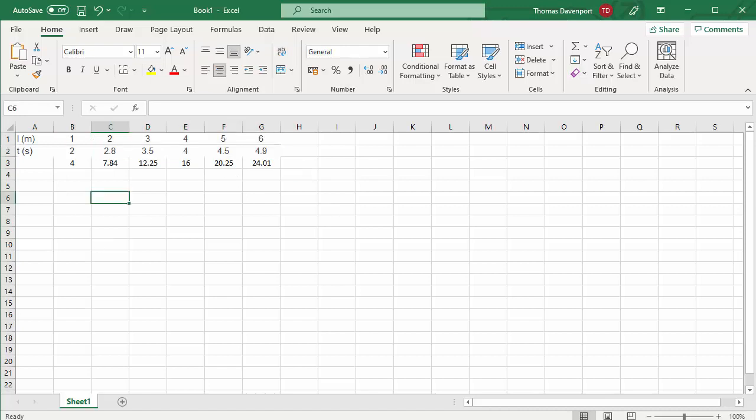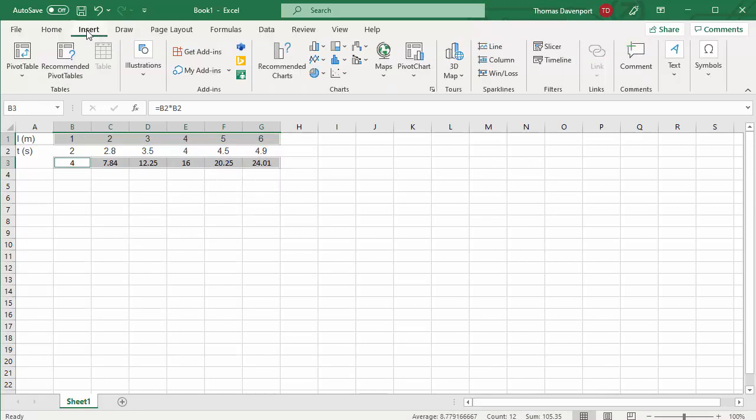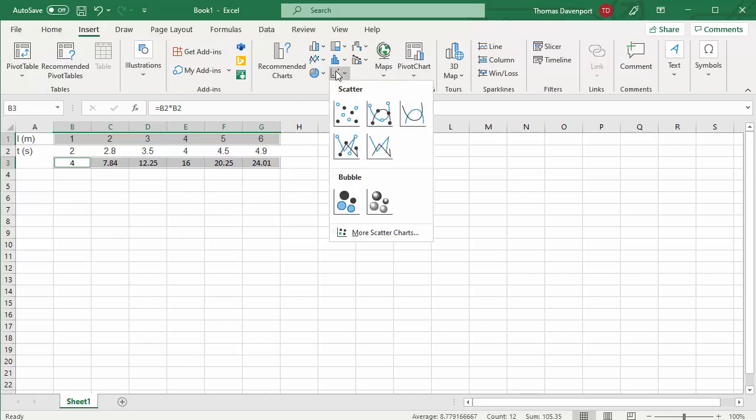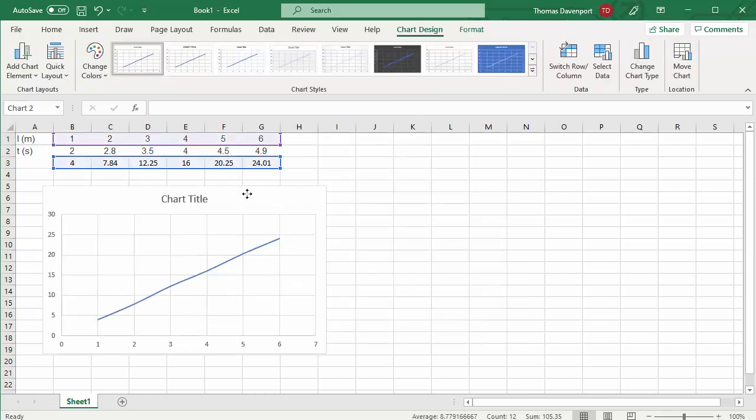Excel assumes that the first row that you specified are the x values and the second row you specify are the y values. So I'm going to mark L as the x variables and then press Control and mark row 3 as the y values. Now I'm going to say insert a scatter graph, and I'll use that one, and you can see I've got a pretty straight line there.